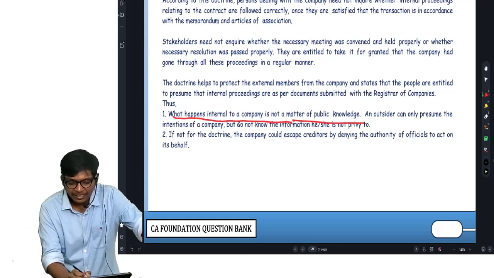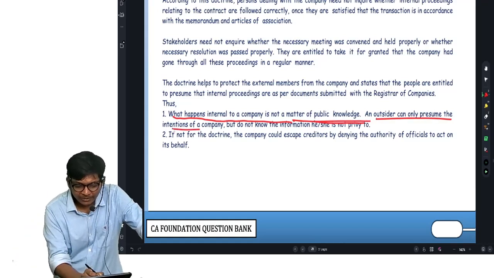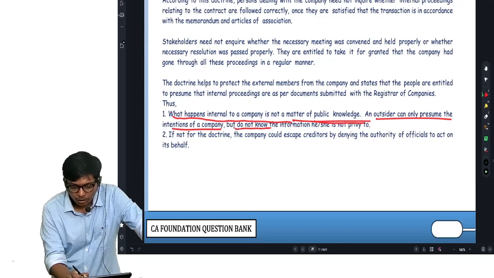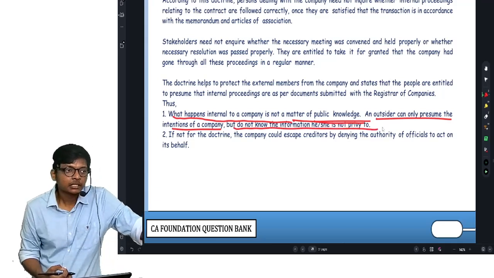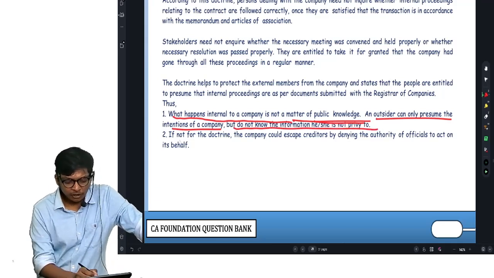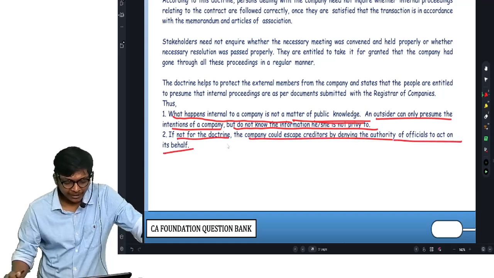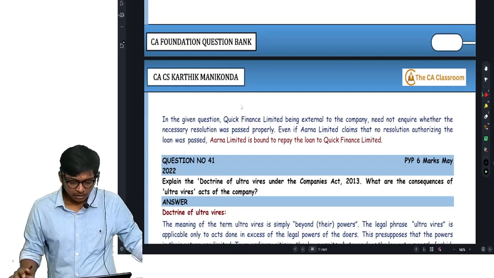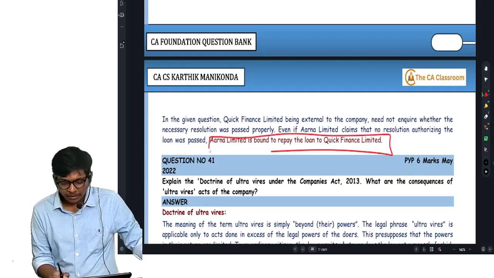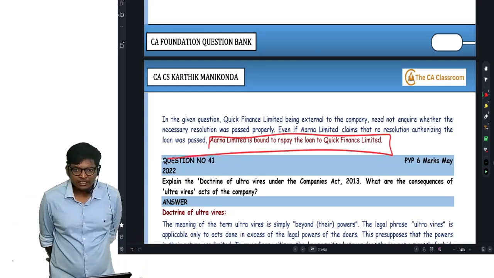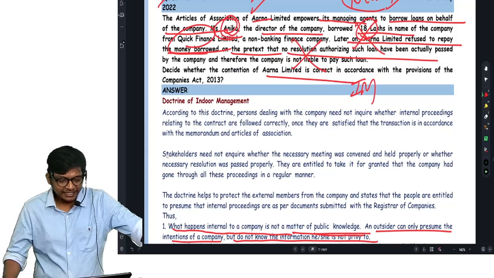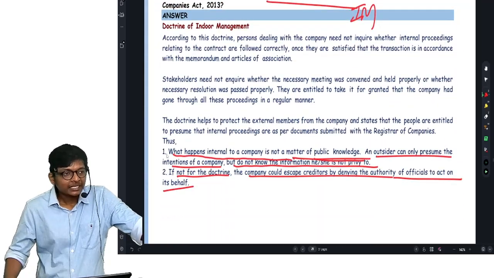What happens internal to the company is not a matter of public knowledge. An outsider can only presume the intentions of a company but does not know the information she is privy to. If not for the doctrine, the company could escape creditors by denying authority to act on its behalf. Therefore, Arnal Limited is bound to repay the money. Here we are not applying any exceptions. We are straight away applying the doctrine of indoor management.